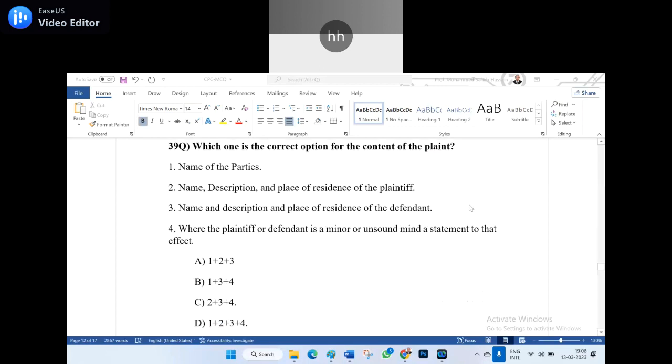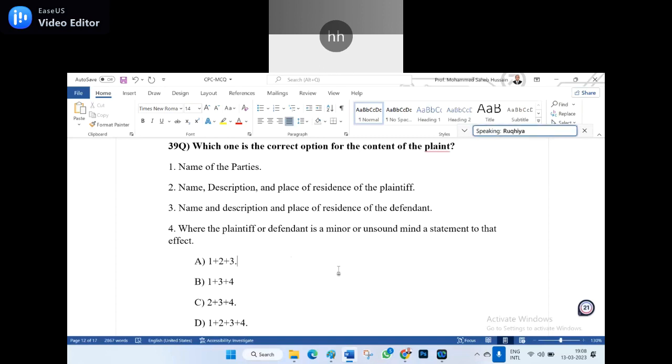So here I have given the options. A, 1 plus 2 plus 3. B, 1 plus 3 plus 4. C, 2 plus 3 plus 4. D, 1 plus 2 plus 3 plus 4. Which one is the right answer? Option D. 1 plus 2 plus 3 plus 4. Are you sure? Yes, sir. Option C.